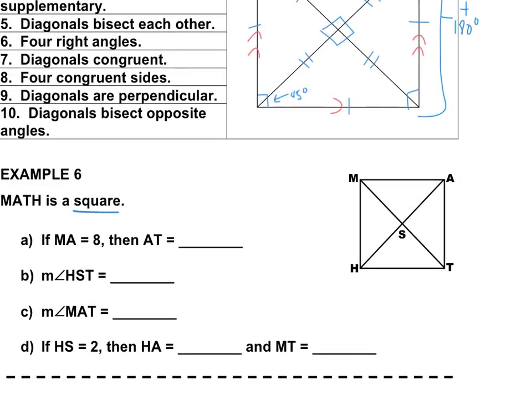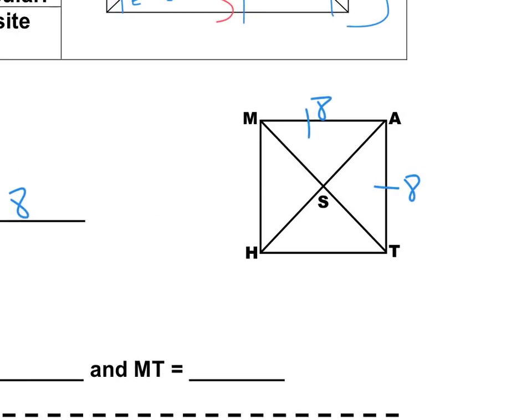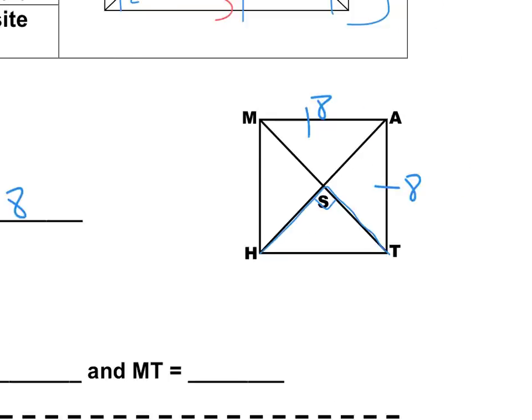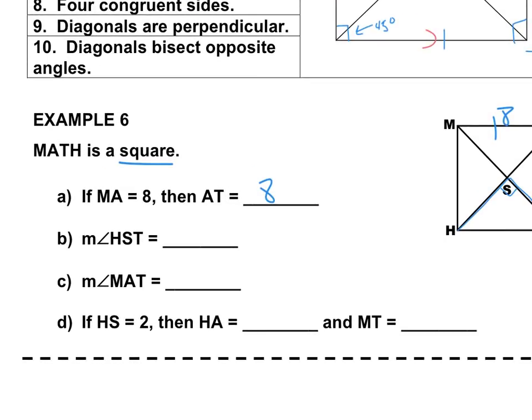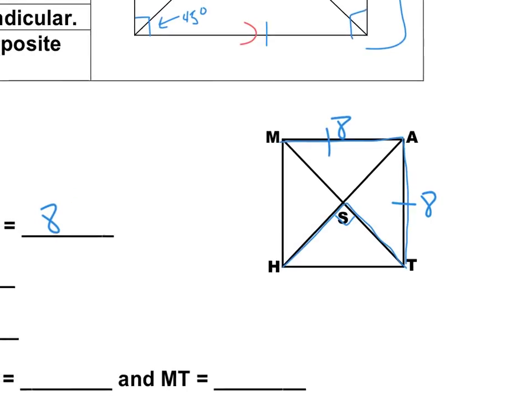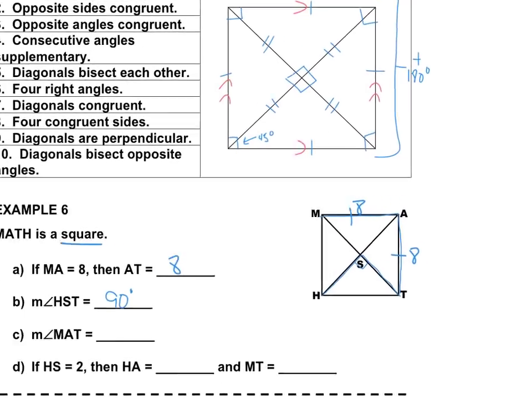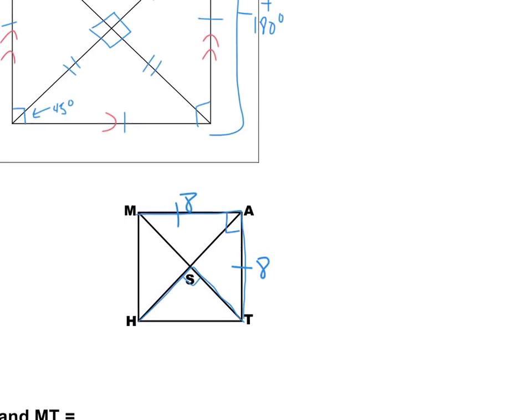It says from M to A, it's 8 units. Therefore, A to T, since they are congruent, would also be 8 units. It says find the measure of HST. So HST is this angle right here. Well, the diagonals are perpendicular, so it's 90 degrees. Then it says find MAT. But if you remember, you have 90-degree angles on each corner, so it's 90 degrees as well.